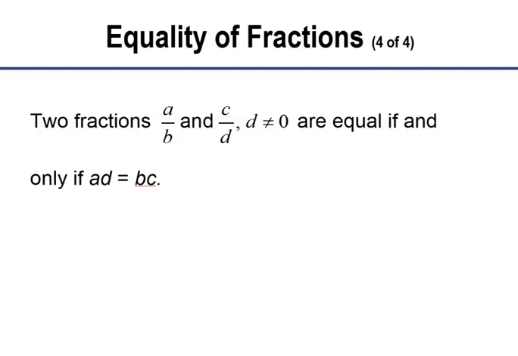This is actually going to give us a fourth method for trying to show that two fractions are equal. Two fractions, a over b and c over d, as long as d is not equal to 0. This also should say as long as b is not equal to 0.